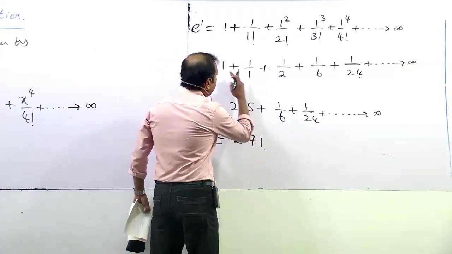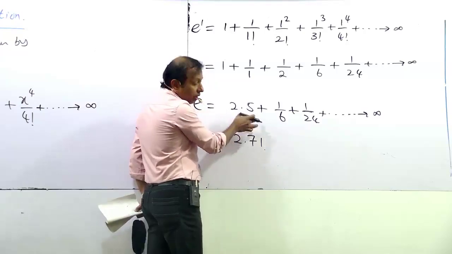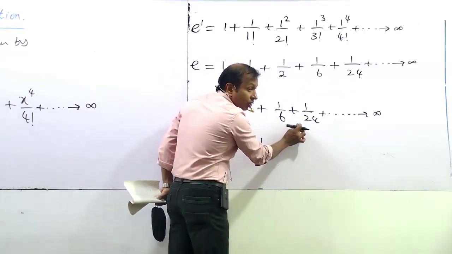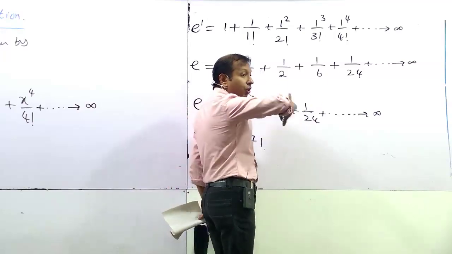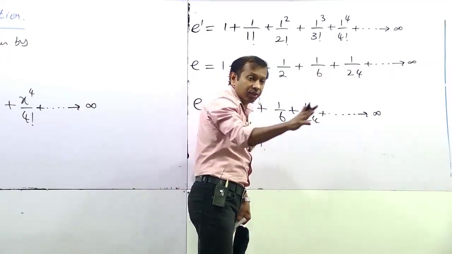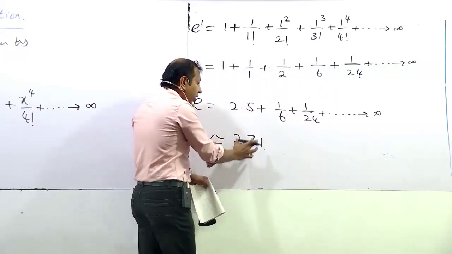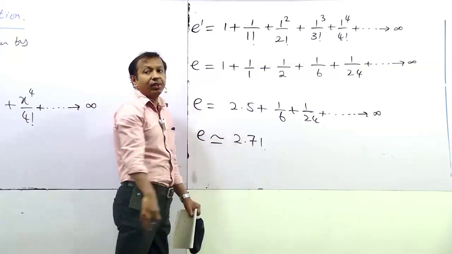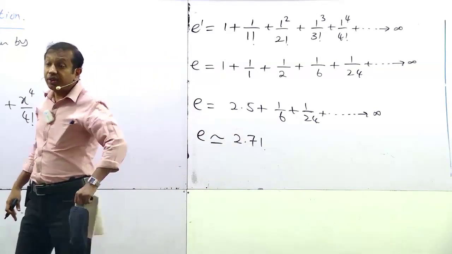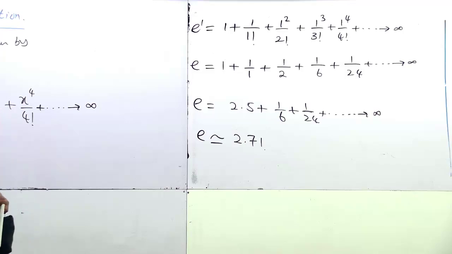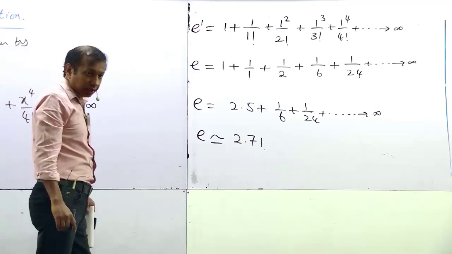Up to here it is 2.5. The rest of the terms up to infinity, since the denominators are rapidly increasing, the overall fraction value is rapidly decreasing towards 0. Once we add them all to this 2.5, finally up to 2 decimal places we get the value of e as 2.71. So it is enough to remember that e is approximately 2.71. Understand? Take down that.